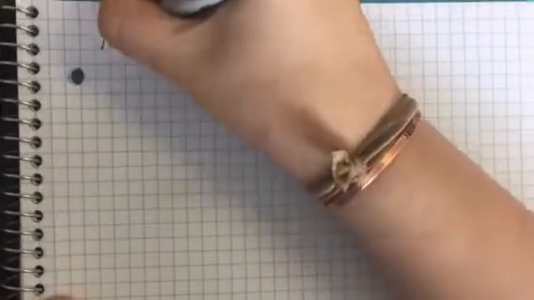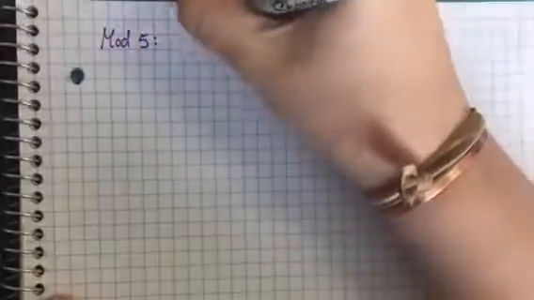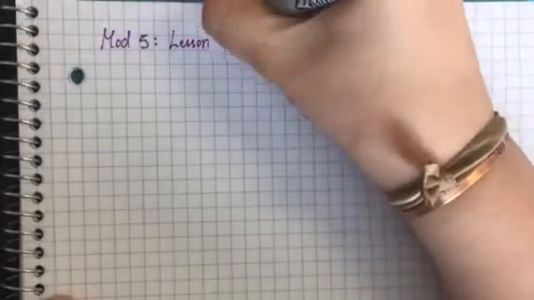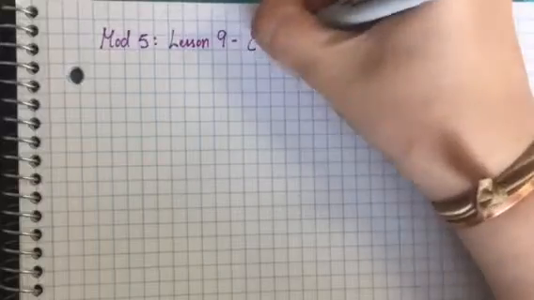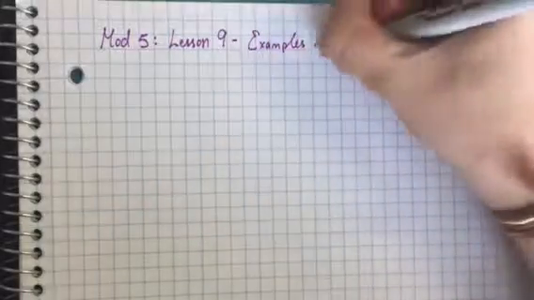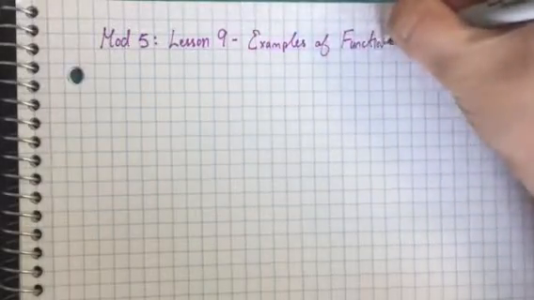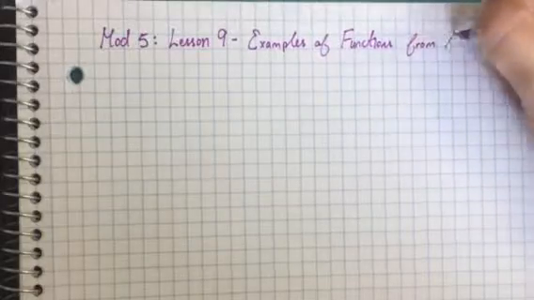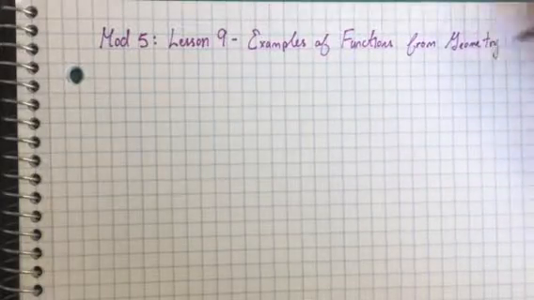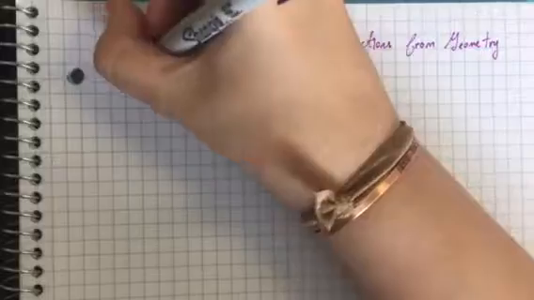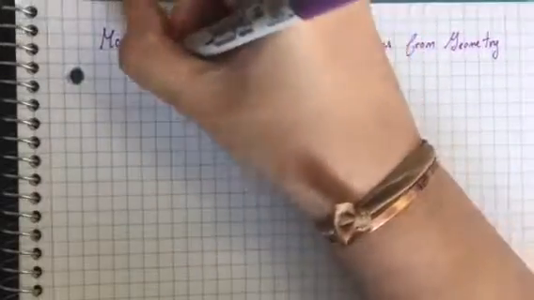Hi everyone. Today we're starting our unit on geometry, which is Module 5, Lesson 9. And we're going to look at examples of functions from geometry. So basically, how can we incorporate our algebraic skills into solving geometric problems?